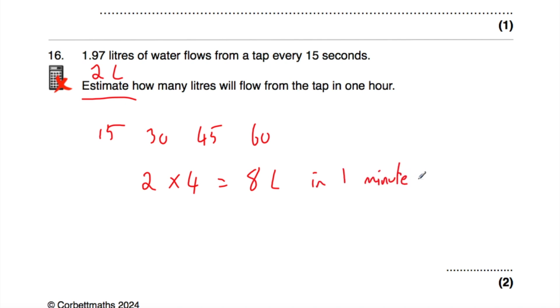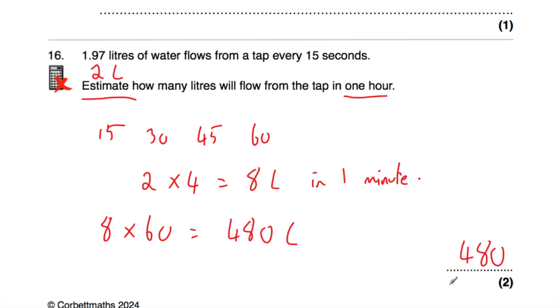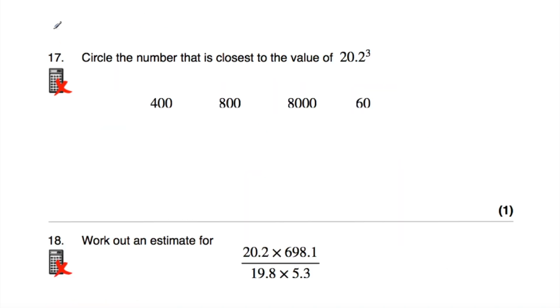Now we want to estimate how much water flows from the tap in 1 hour, so that's 60 minutes. So we're going to multiply this by 60. So 8 litres multiplied by 60, and let's see what we get. 8 times 6 is equal to 48, and then we've got our 0. So my estimate for the amount of water that will flow from the tap in 1 hour is 480 litres, and that's it. Okay, let's have a look at our next question, question number 17.